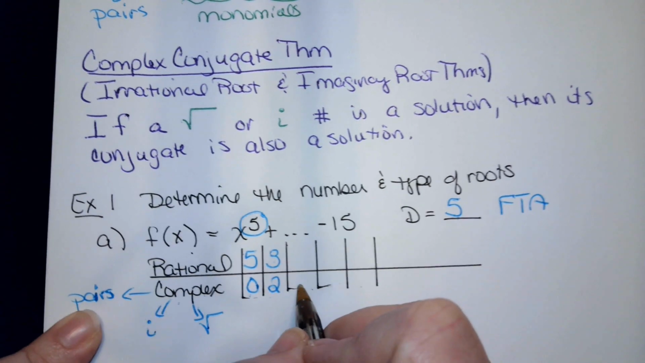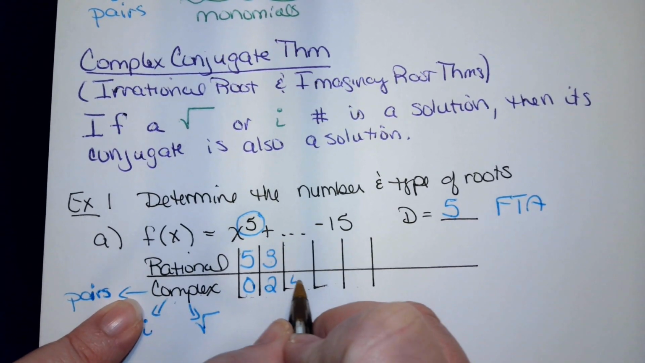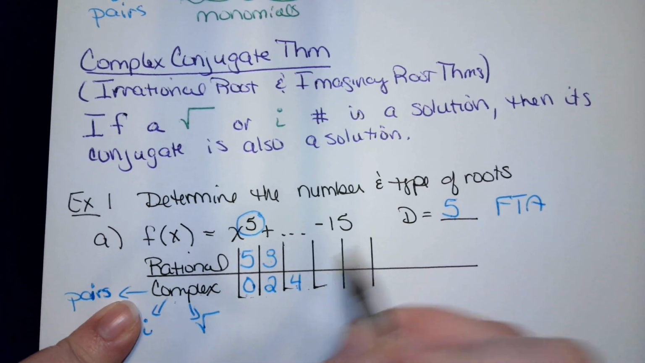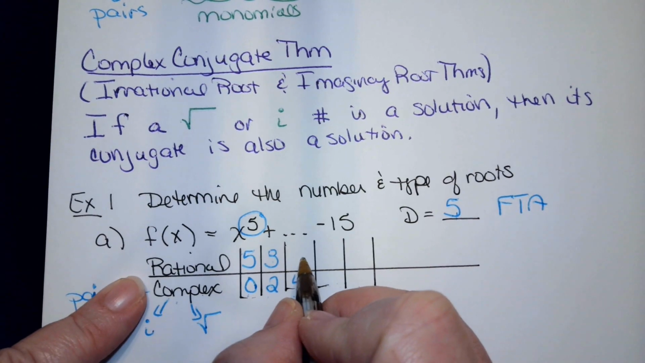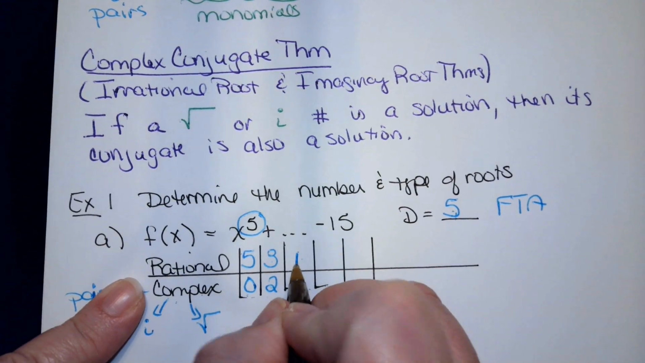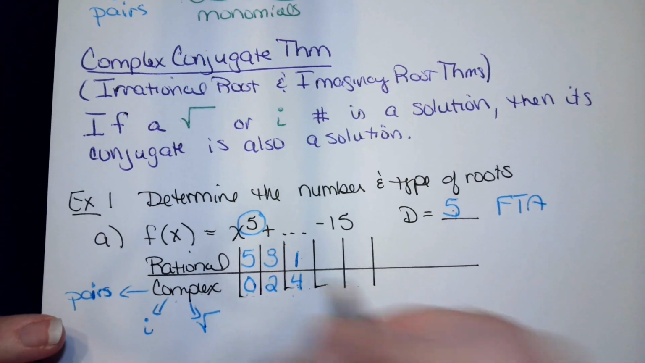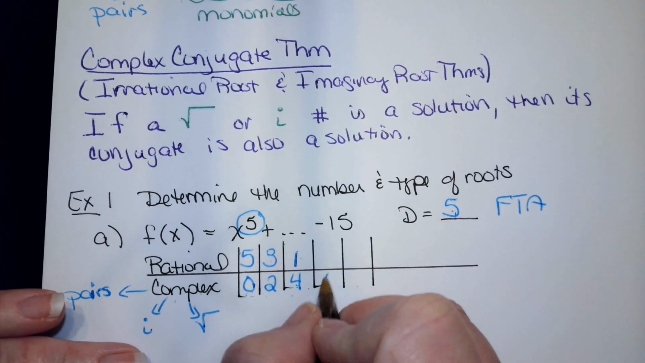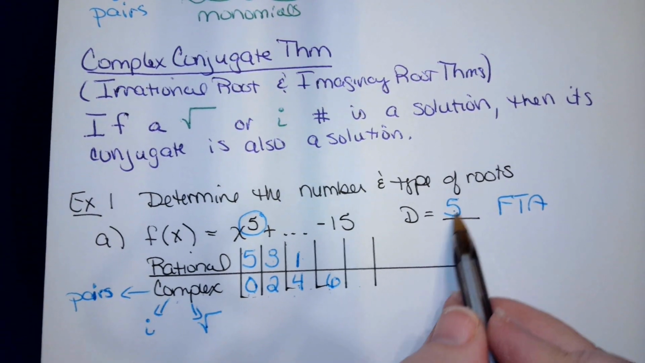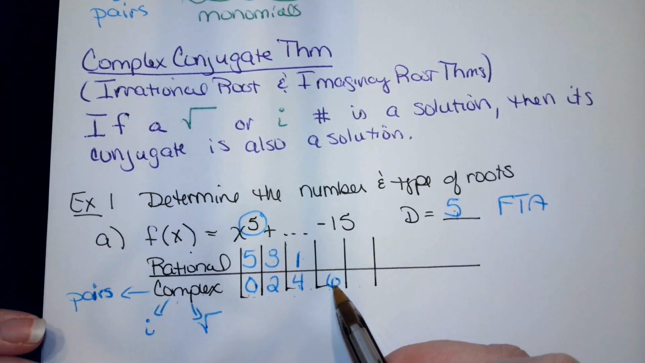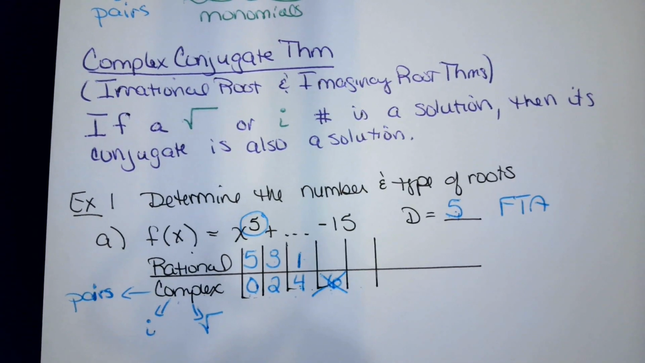All right, we can't have 3 conjugates. So the next number we can have is 4. So if 4 out of my 5 solutions are complex, how many does that lead to be rational? Well, 5 minus 4 is 1. All right, 0, 2, 4. So then you kind of see the pattern here. What's the next? 6. For this one right here, can I have 6 complex solutions? No, because I'm only supposed to have 5 solutions, so 6 is too many. So I can now stop.